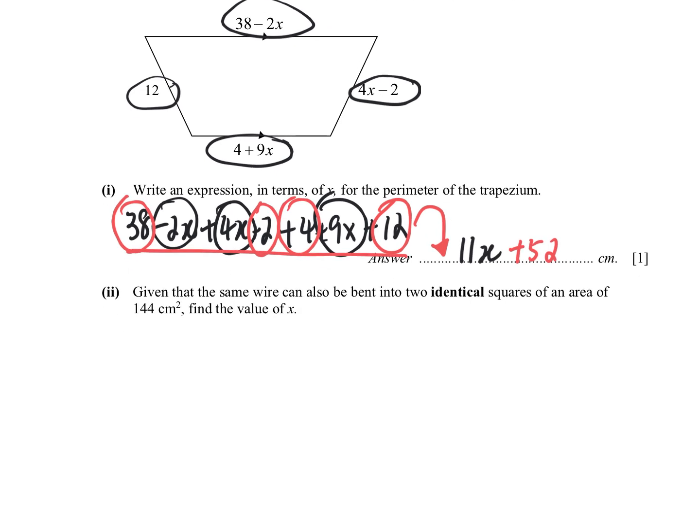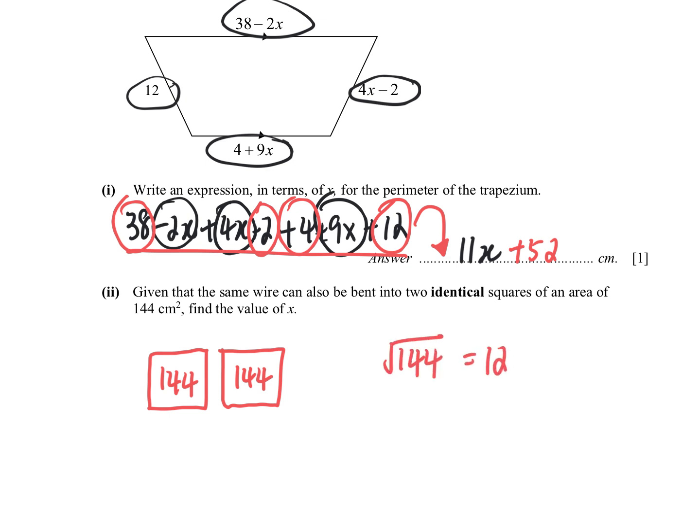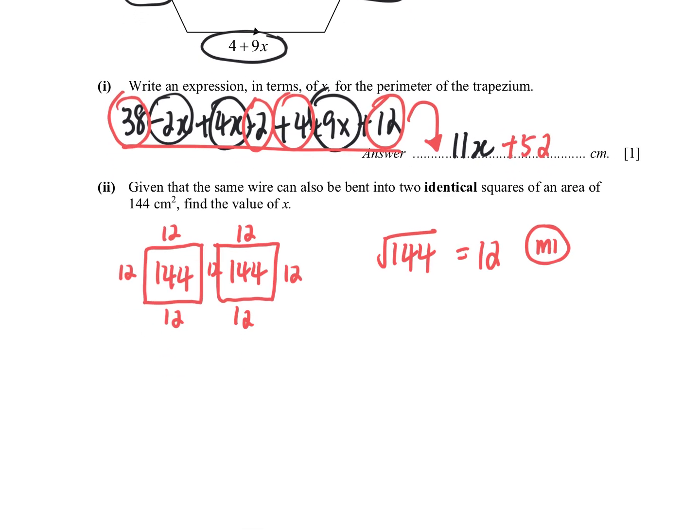Okay, they say this same wire can be bent into 2 identical squares of an area of 144. So 2 squares, area of 144. So if you know that square root 144 is 12, this is your first method mark. Meaning each of the parts here is 12. But take note, I have some of you who had a different version. I will explain that in a bit.